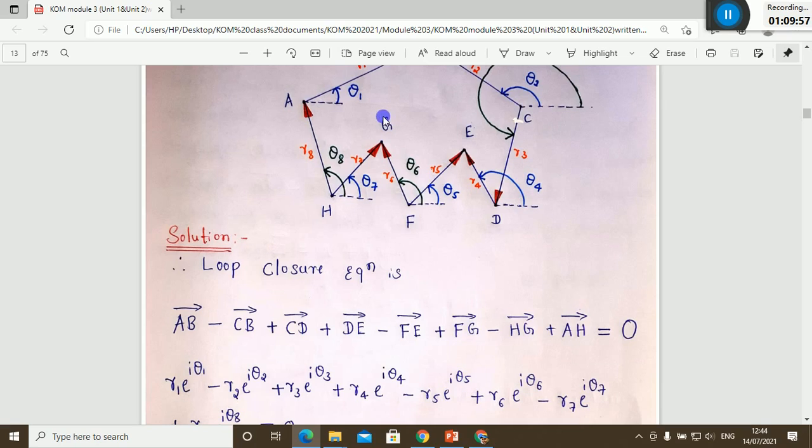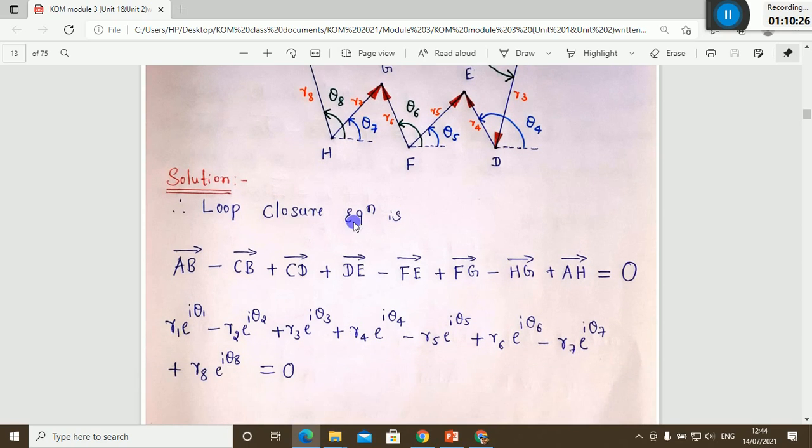You can see the sixth vector, FG. It is moving in the same order. The length is R6, the angle is theta 6, so R6 e raised to i theta 6. The next is the seventh one. It is again moving against the reference vector. It is minus R7, the magnitude, into e raised to i theta 7. The angle is this theta 7.